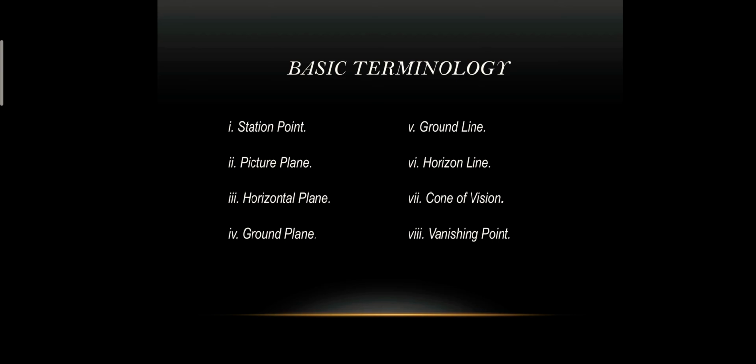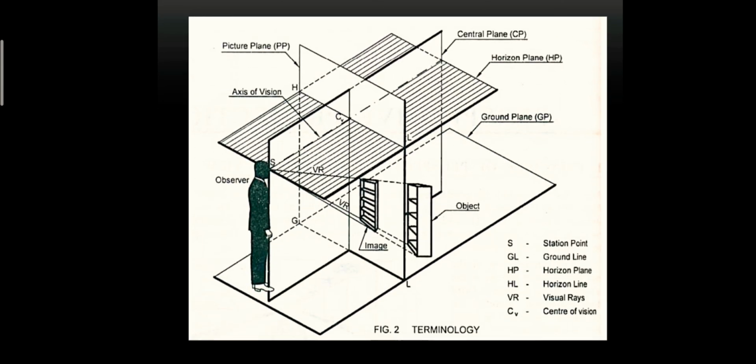There are basic terminologies which we use in perspective projections. There are a few terminologies like station point, picture plane, horizontal plane, ground line, horizon line, cone of vision, vanishing point. Further, we will discuss these terminologies. Here is a picture which shows all the terminologies.